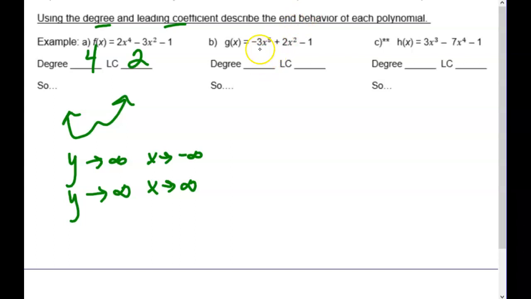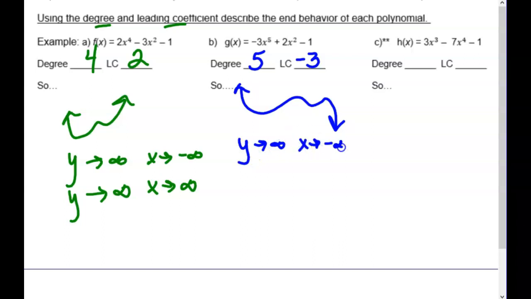Okay, what's the degree on this one? Degree 5 with a leading coefficient of -3. So odd degree, but a negative leading coefficient means it goes this way. You might be doing something in the middle, but left end is up. So y is up on the left and y is down on the right.